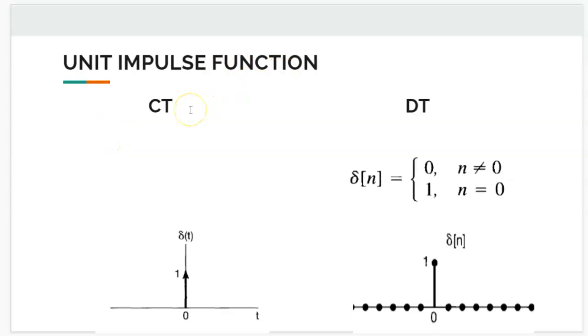Actually it's quite difficult to define the continuous time part of it. So first we'll define the discrete time part. It's called delta of n, and this delta of n is 0 everywhere except 0, and it is 1 at exactly n equal to 0. This is how the unit impulse function is.